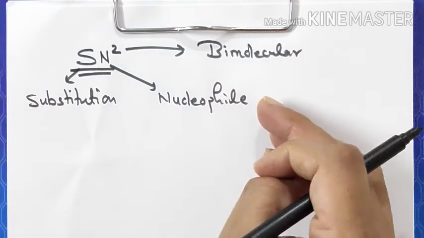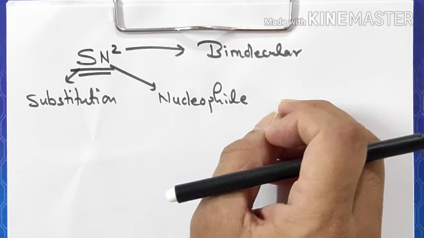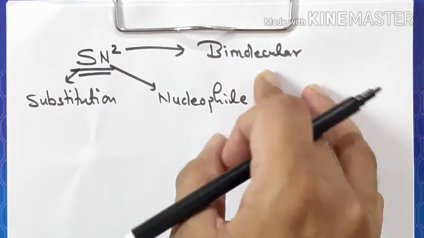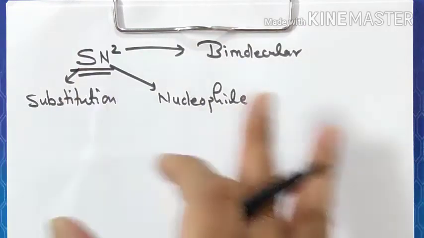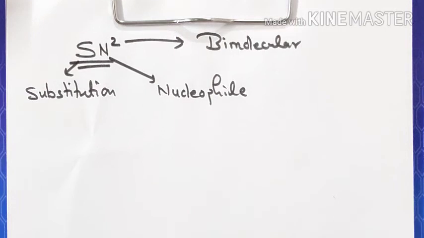What is bimolecular? It is the order of a reaction. Order of a reaction. Why it is called substitution, why nucleophile, why bimolecular, we'll understand everything. Okay. Let's start with a reaction.